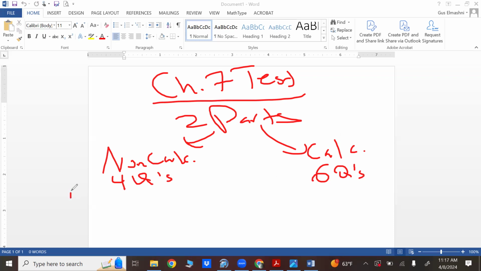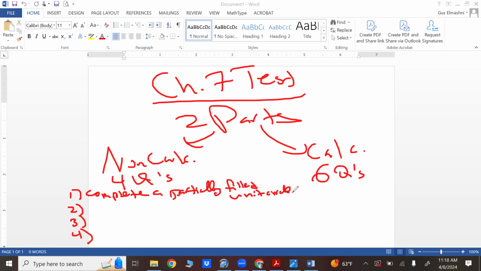Now, in the non-calc, I'm just going to write this kind of small. You'll need to complete a partially filled unit circle. Okay, so that'll be the first thing.